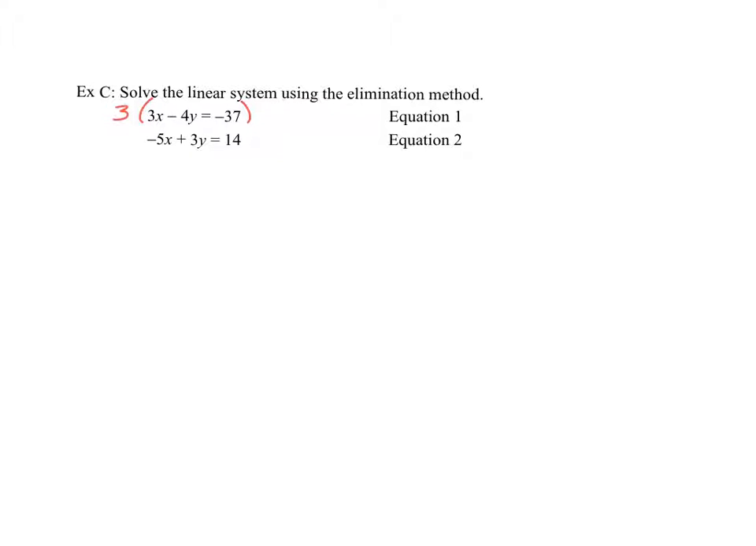And I get 9x minus 12y equals negative 111. And then what am I going to multiply that second equation by? Positive 4. Okay. So I get negative 20x plus 12y equals 56.